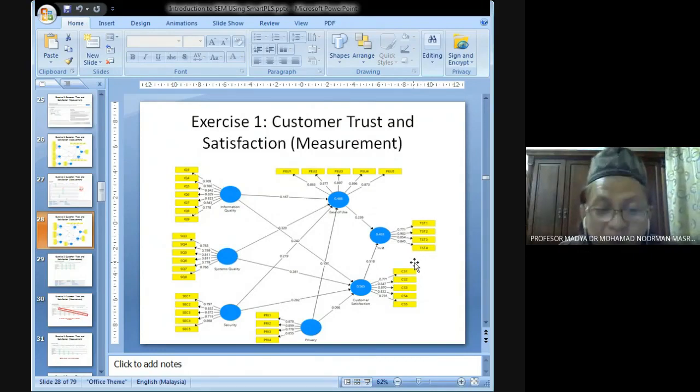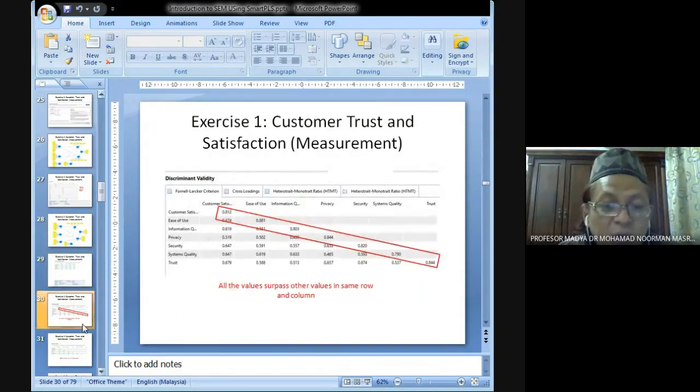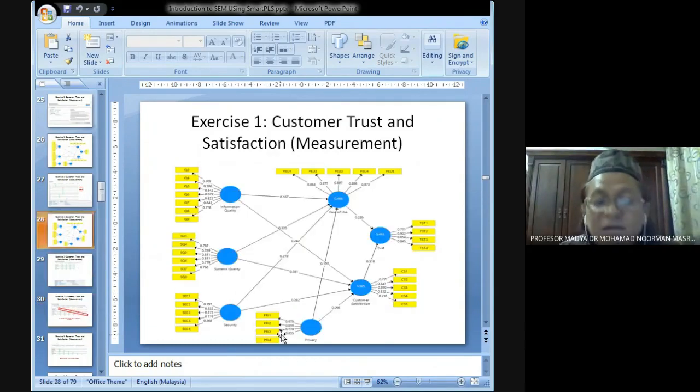How do you know? You can know that because you can look at the correlation value. Now, what you can do to solve that problem is that you have to delete some of the items, either from here or from here, from trust.